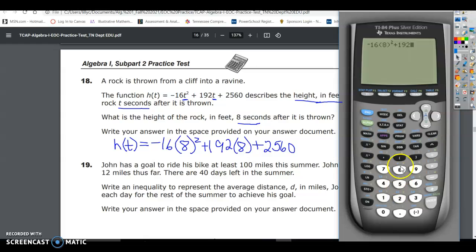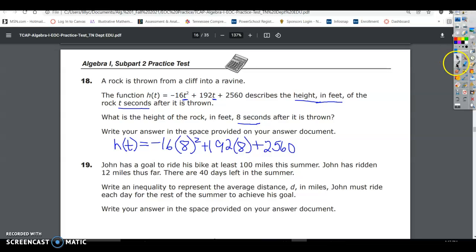192 times 8. And then plus 2560. Hit enter. And I can see that that's 3072.